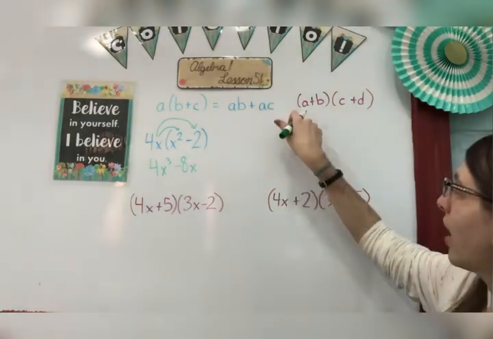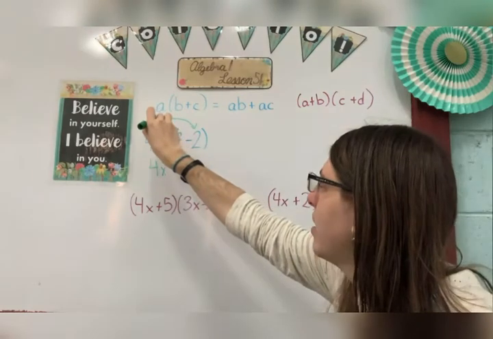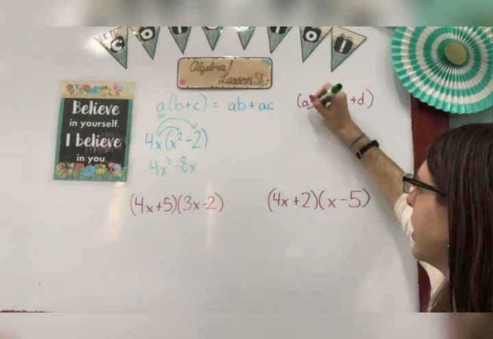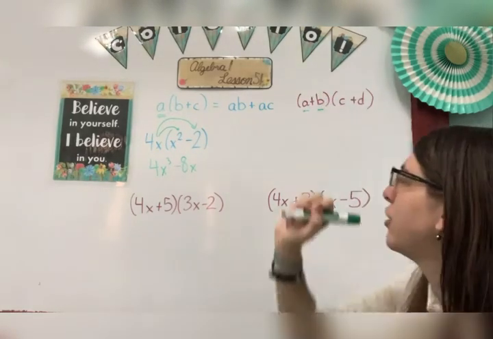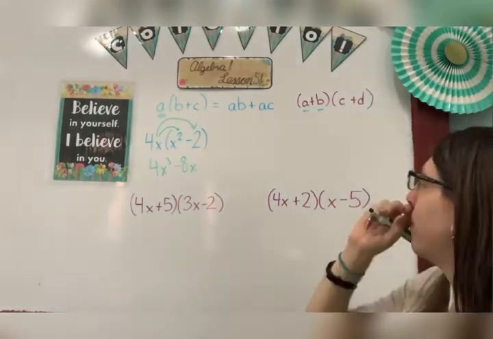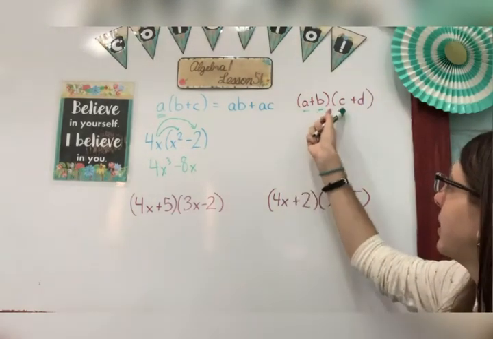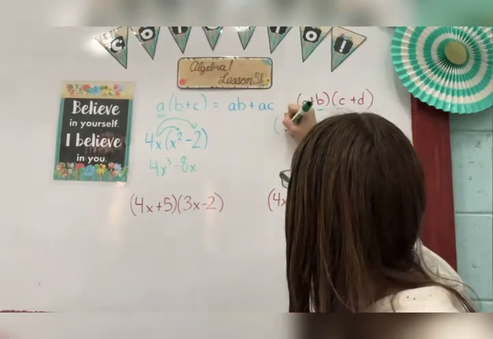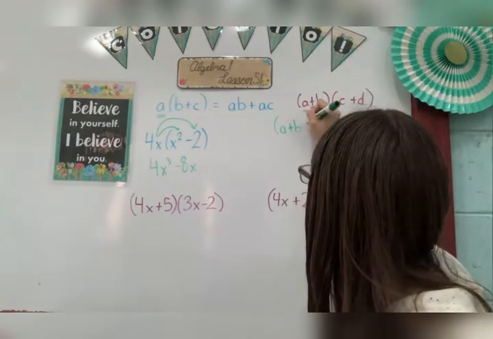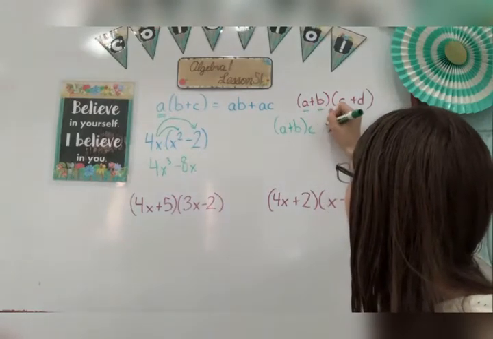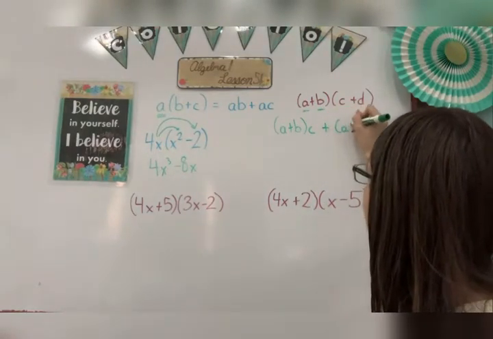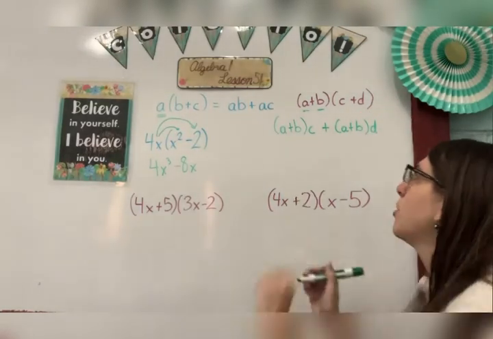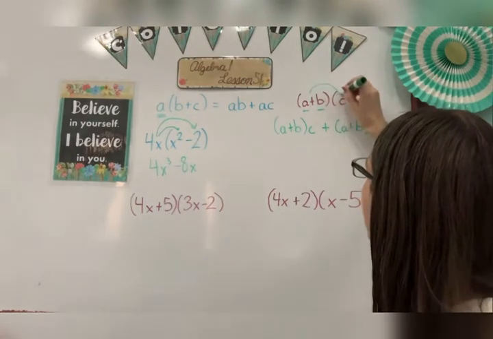Okay, so since I know when I have just one term right here, I distribute it to each one of these letters. It's the same thing when I have two terms. I distribute each part to these letters. I have A plus B times C plus A plus B times D, like this. So I just distributed this whole thing to each one of these terms.